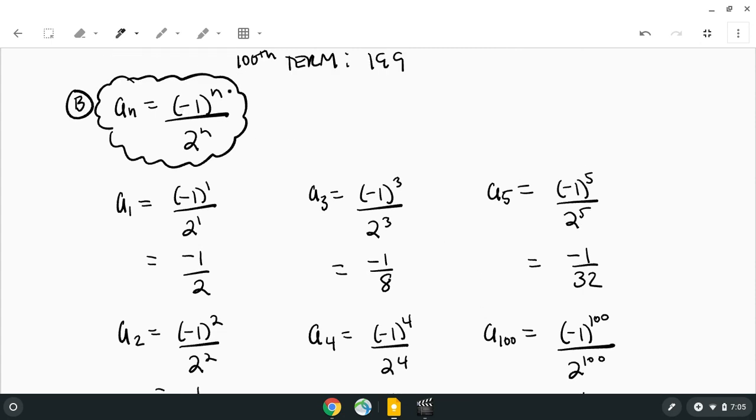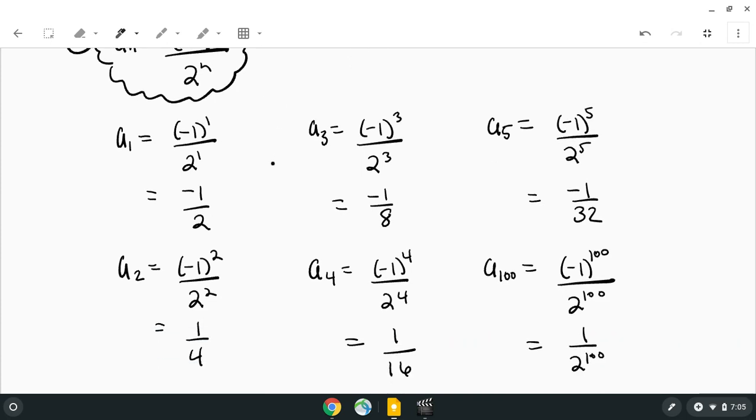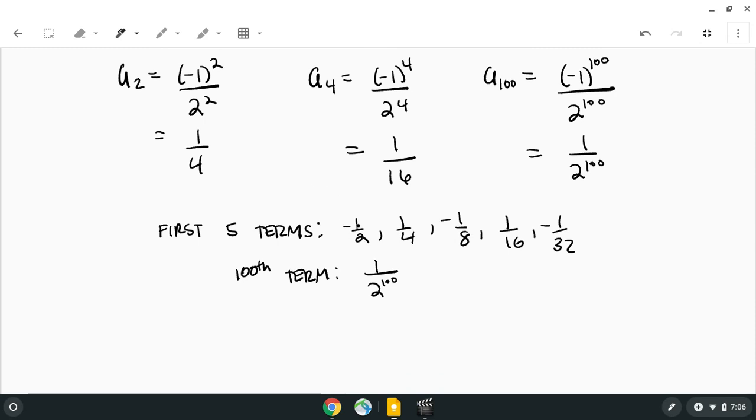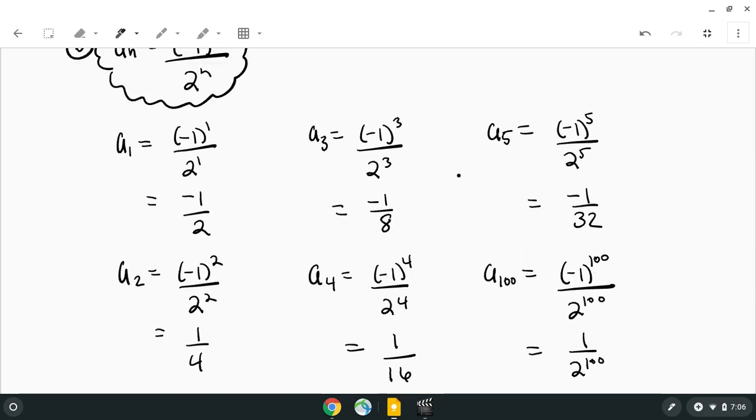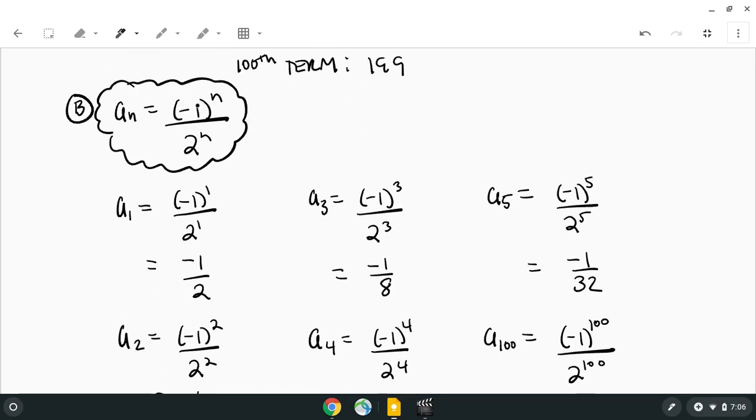So keep in mind that when you see alternating signs, there's a good possibility that you have negative 1 to the n. It might be negative 1 to the n plus 1, depending on when the negative falls, if it starts off negative or if it goes positive, then negative, positive, negative. So you just have to pay attention to that. But when it's alternating, you will probably have negative 1 to some power.